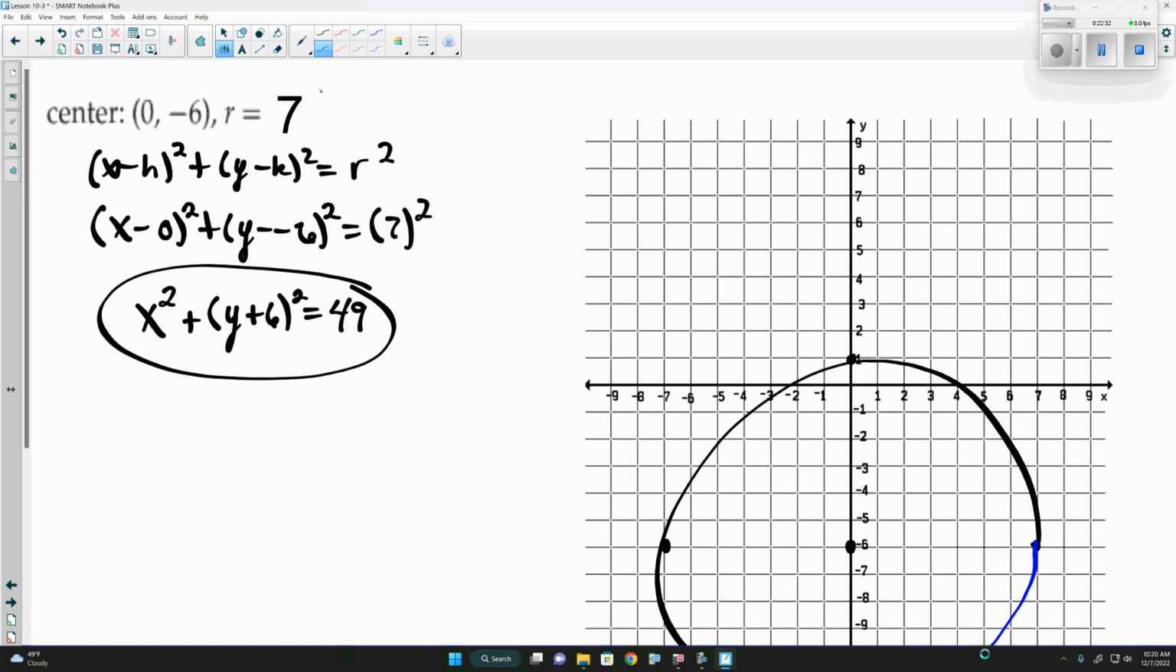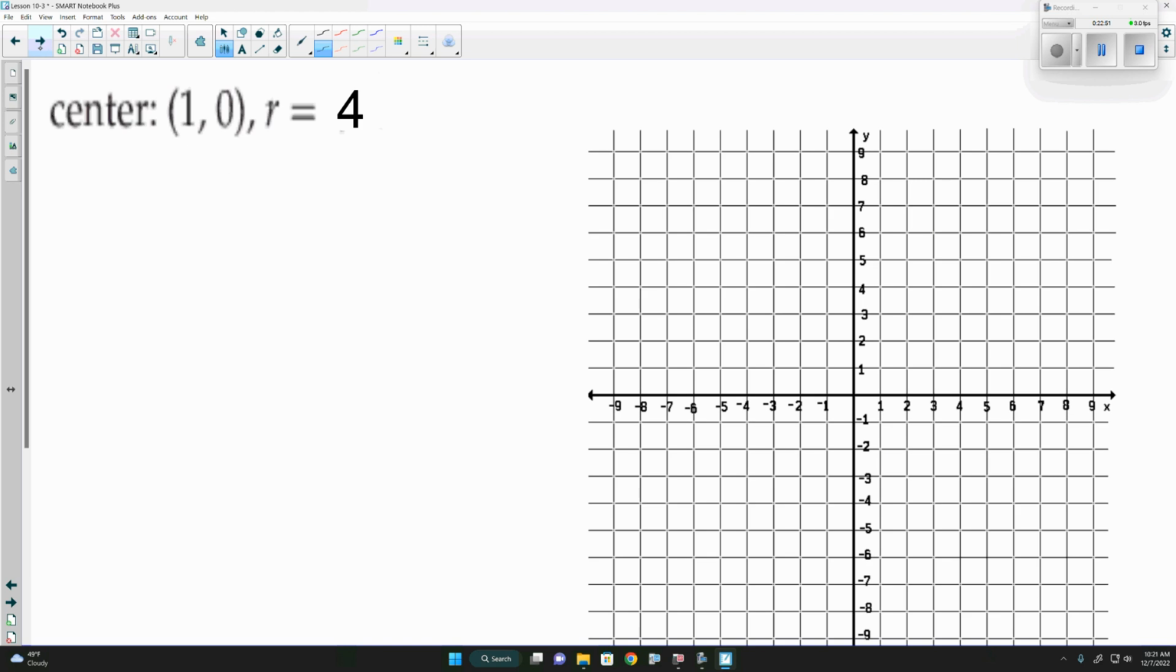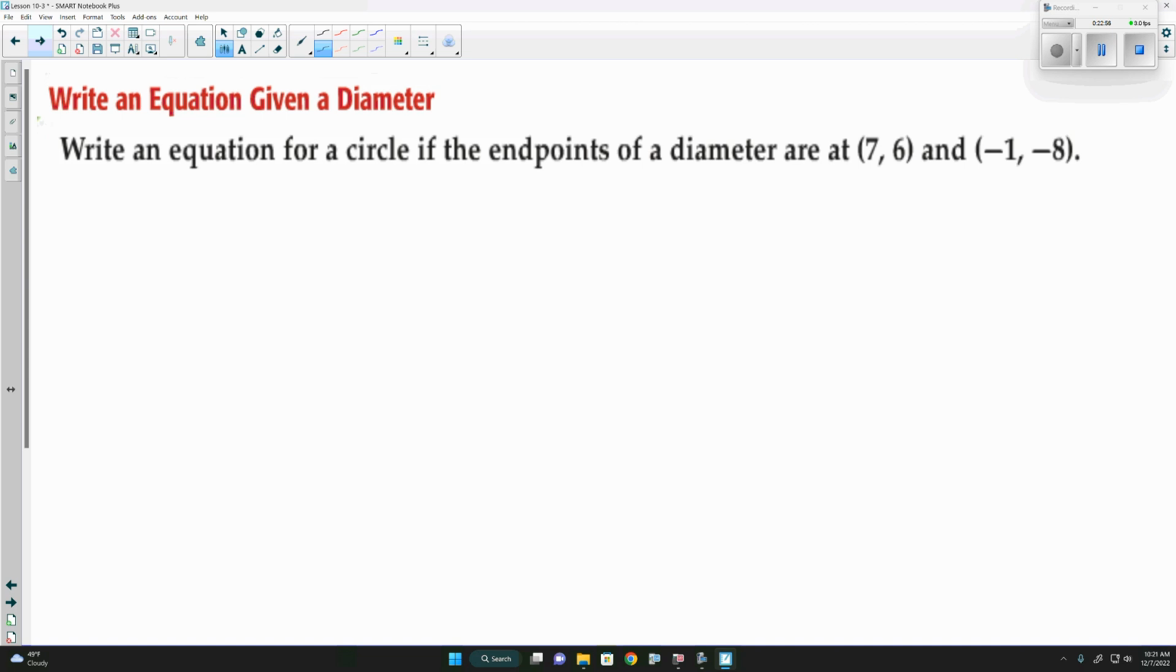Questions on this here? Any questions on this here? We feel good with these here? Do we need to see another example of one of these? Write an equation of a circle given the endpoints of the diameter.